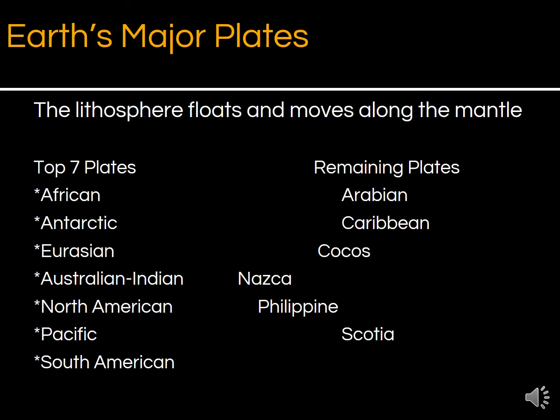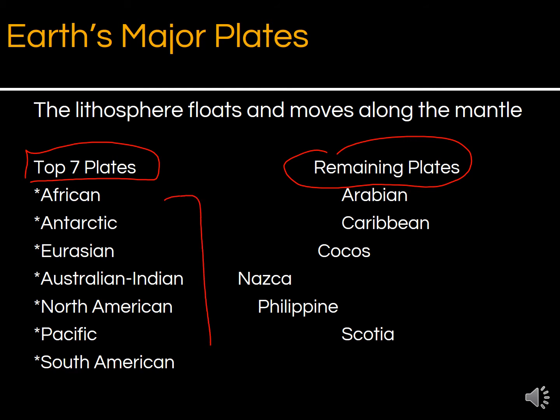So, what are our major plates here on Earth? Well, the lithosphere floats and moves along. So, we have the top seven plates: the African plate, the Antarctic plate, the Eurasian plate, the Australian Indian plate, the North American plate, the Pacific plate, and the South American plate. Now, what's left? We have the Arabian, the Caribbean, the Cocos, the Nazca, the Philippine, and Scotia. We have these plates that are remaining, but these are our top seven. Where are we? We're North America, right?